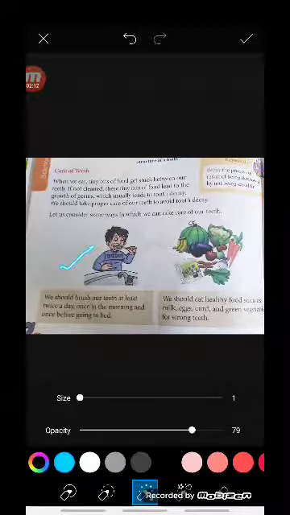In the second picture, you can see that we should eat healthy food such as milk, eggs, curd, and green vegetables because they make our teeth strong. So you should eat this calcium rich milk and milk products, calcium rich food items, and green leafy vegetables for strong teeth.